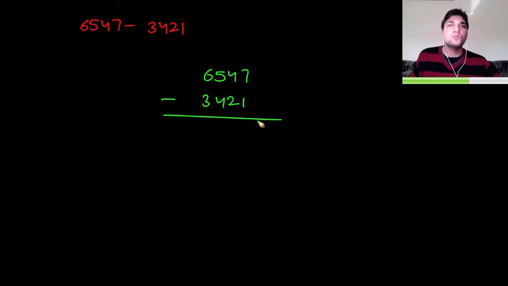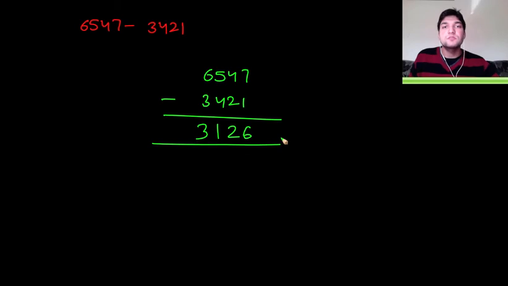7 minus 1 can be easily subtracted from 7, so it will be 6. 4 minus 2 will be 2. 5 minus 4 will be 1. 6 minus 3 will be 3. So our answer will be 3126, right?